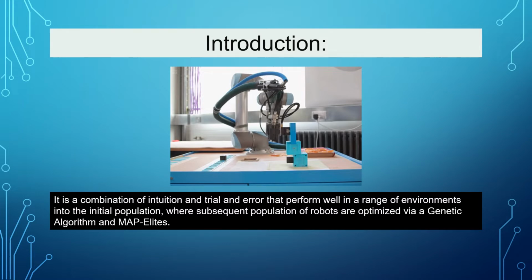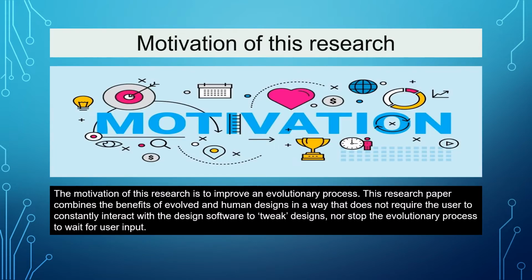So what is evolutionary robotics? It executes the same sequence of actions repeatedly. When it is applied well, the researcher doesn't need to make decisions about every detail of the robot design. It can discover solutions the researcher did not think of, especially for robots that are non-intuitive for a human to control or design. The motivation of this research is to improve an evolutionary process.